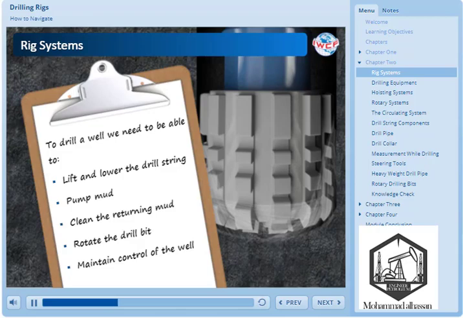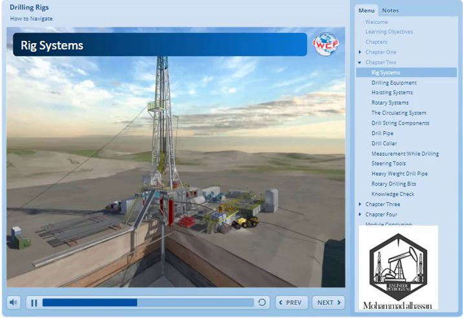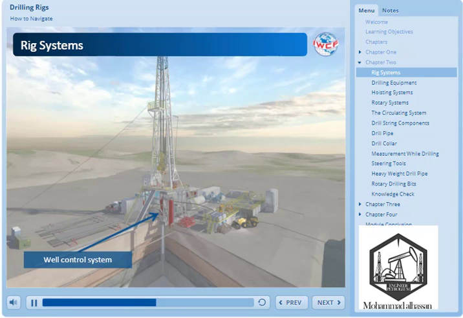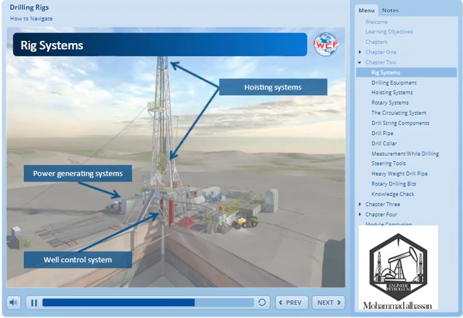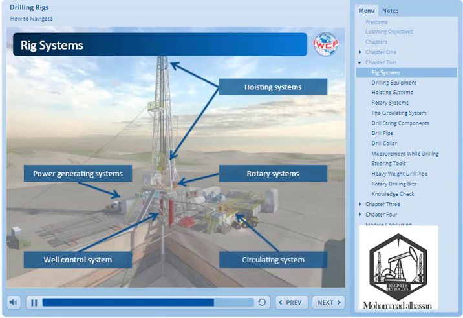In order to do all of this, we require power. Each drilling rig, regardless of the environment, must have a well control system, which we will cover in more detail in later modules, power generating systems, hoisting systems, rotary systems, and a circulating system. In addition, each rig must have a drill string made up of various sections of pipe, which we also looked at briefly in Module 2.